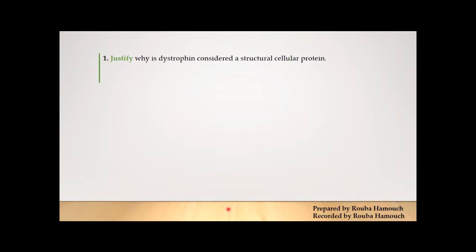Justify why dystrophin is considered a structural cellular protein. Justify, you have to justify from the previous text. Take a few minutes to answer this question. So why is dystrophin considered as a structural protein? Because it's a protein that contributes to the construction of the muscle fiber membrane. So it is destined to stay in the muscle cells.